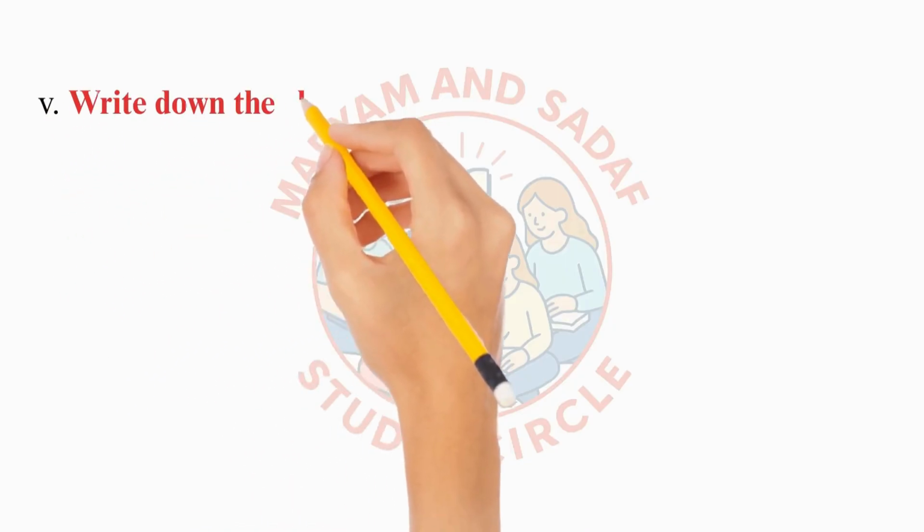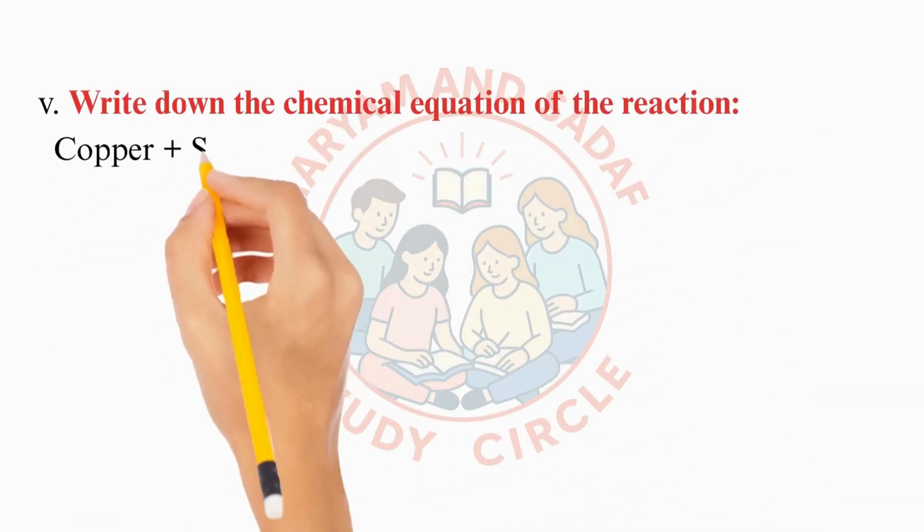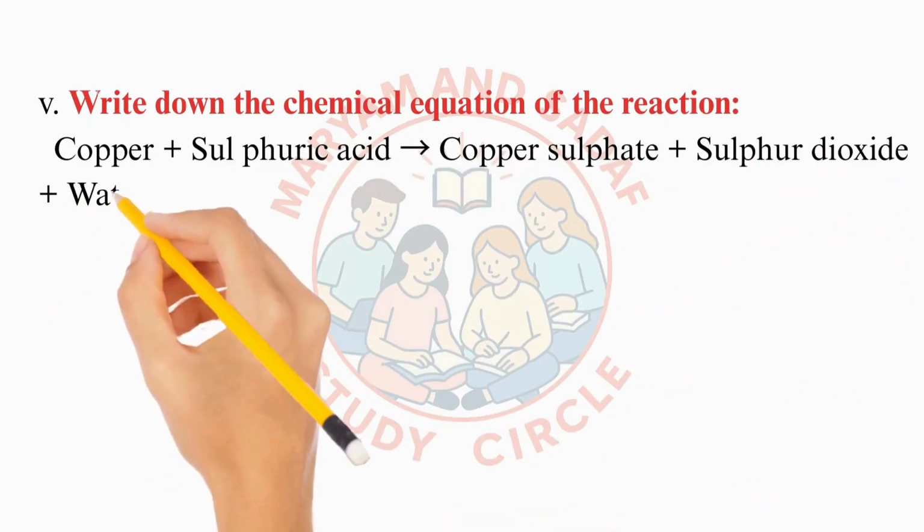Write down the chemical equation of the reaction. Copper plus sulfuric acid gives copper sulfate plus sulfur dioxide plus water.